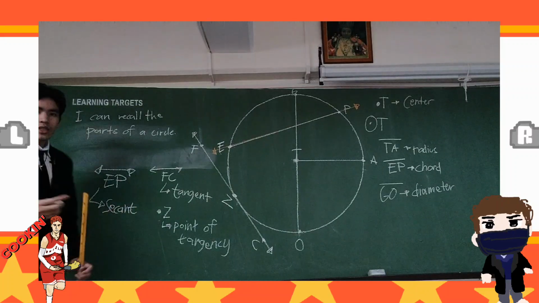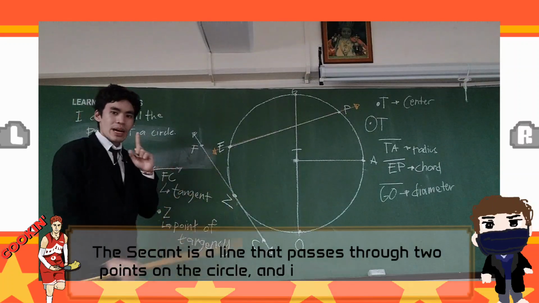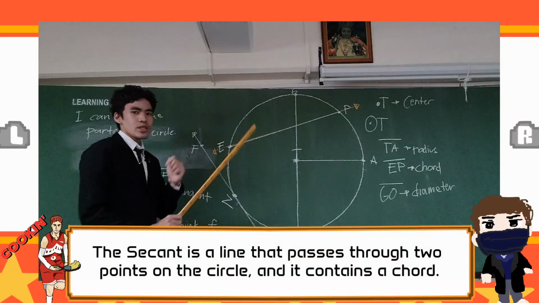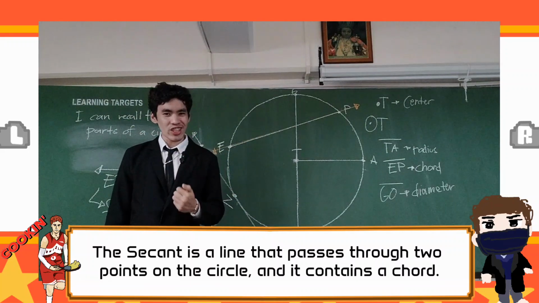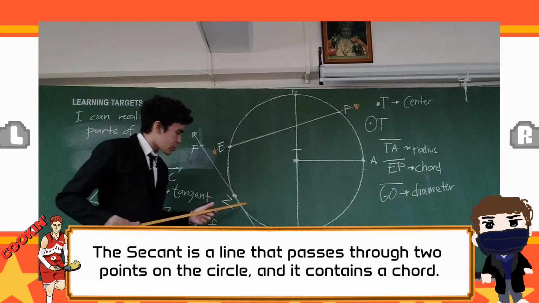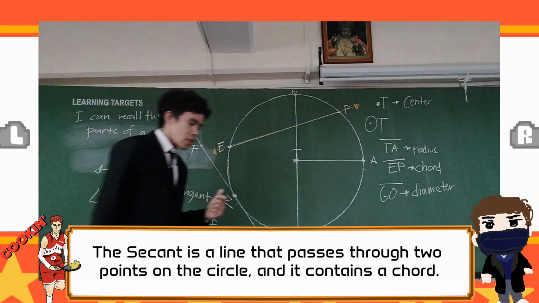So the secant is simply this. It's a line that passes through 2 points on the circle. Is it possible for a secant line to pass through 3 or more points on the circle? Of course not, just 2. So in this case, the difference between a tangent line and a secant line is quite evident.